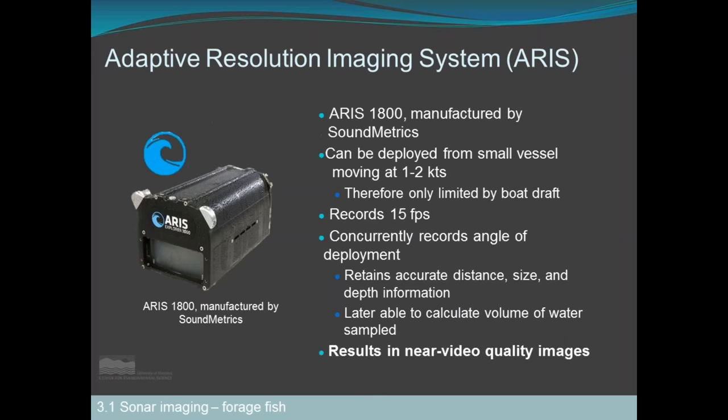So the sonar imaging system we used is quite small, it's straightforward, similar to any other acoustic instrument, except it has an acoustic lens that converts the binary information into a near video quality image. And we tow the system along the side of the boat, with the boat going 1 to 2 nautical miles, and we sample throughout the entire water column. In that way, we can continuously sample both forage fish and sea nettles. At the same time, the system can retain size and volume information, allowing us to calibrate for different sampling volume for each frame.